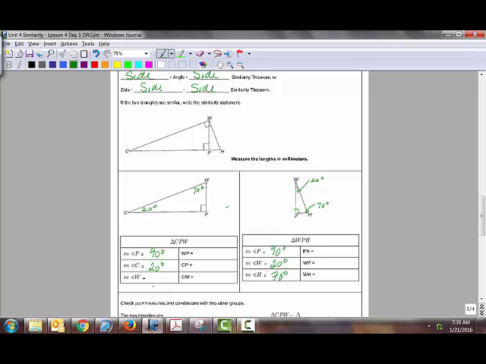Remember, you might have to extend the sides here that form the angle to measure the angles, especially in the smaller triangle. I'm going to measure the sides. I'll measure the sides of the smaller triangle.